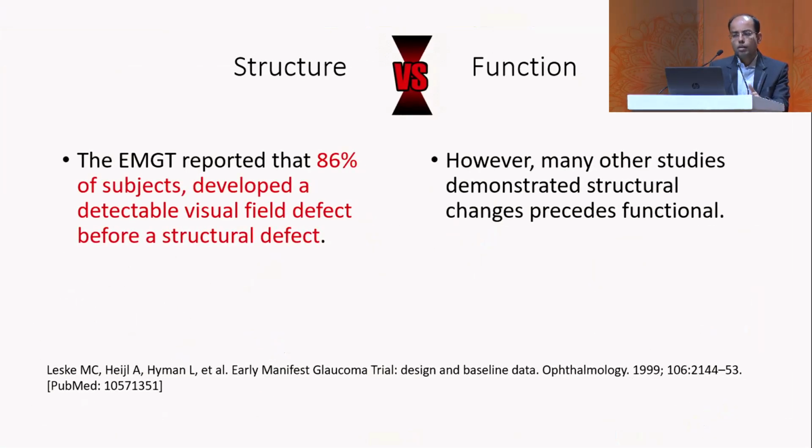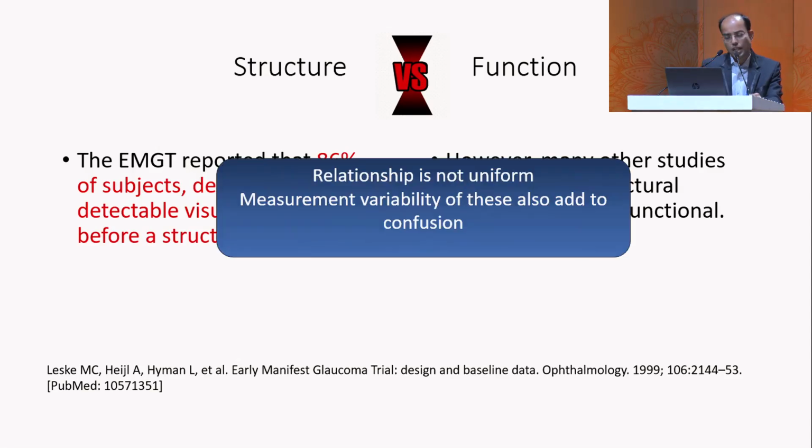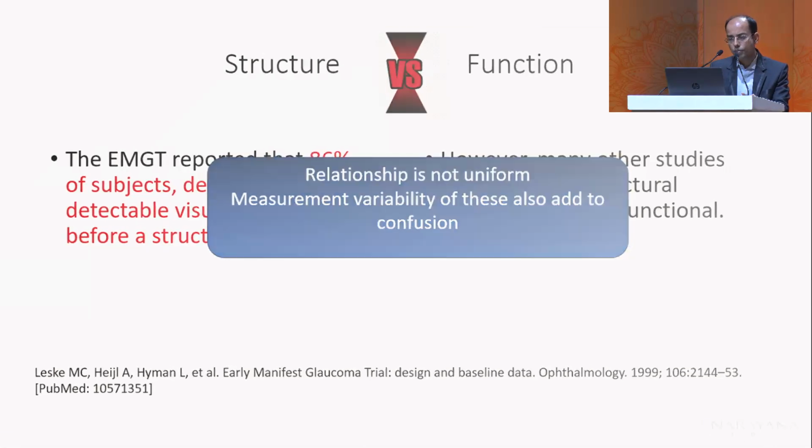And to add to this confusion, initially the EMGT study mentioned that sometimes in early glaucoma visual field defects come even before the structural changes appear. However, many other studies have shown otherwise, that structural changes usually come before the functional changes, but this relationship is not uniform, and measurement variability further adds to the confusion.